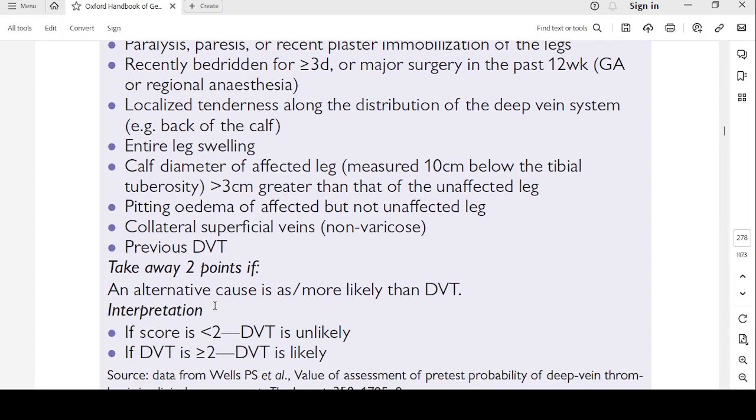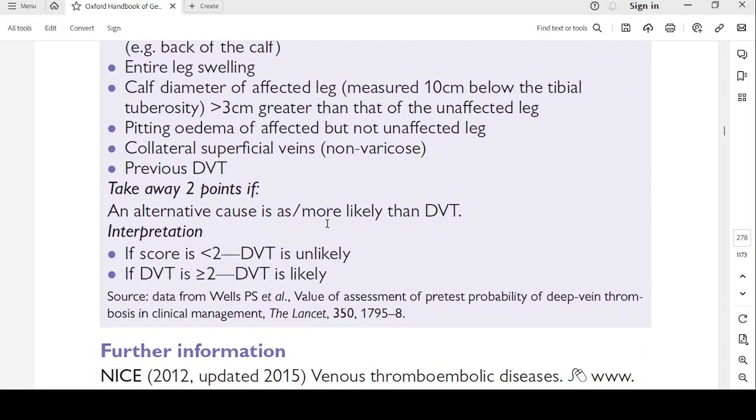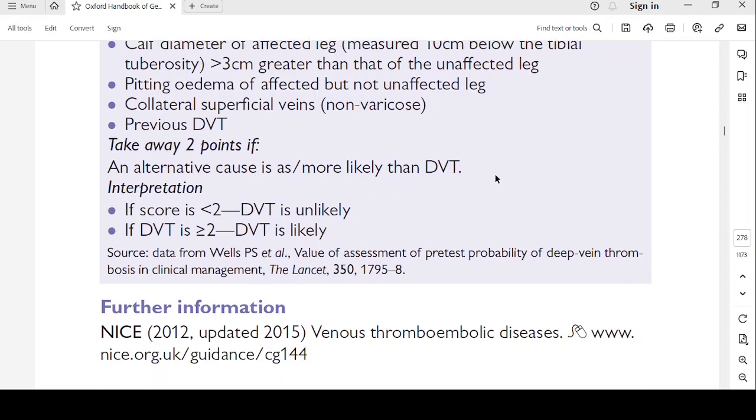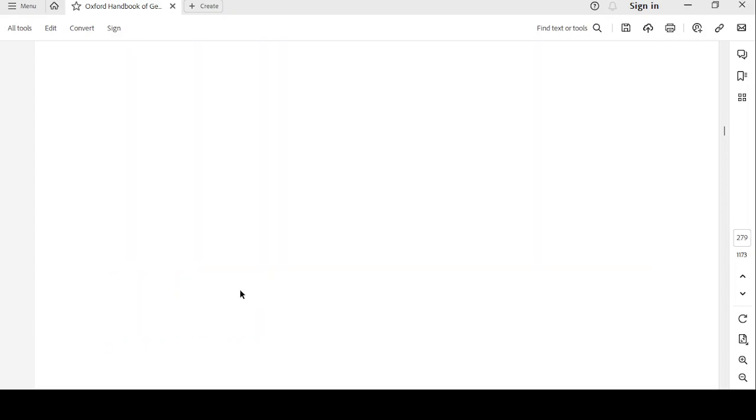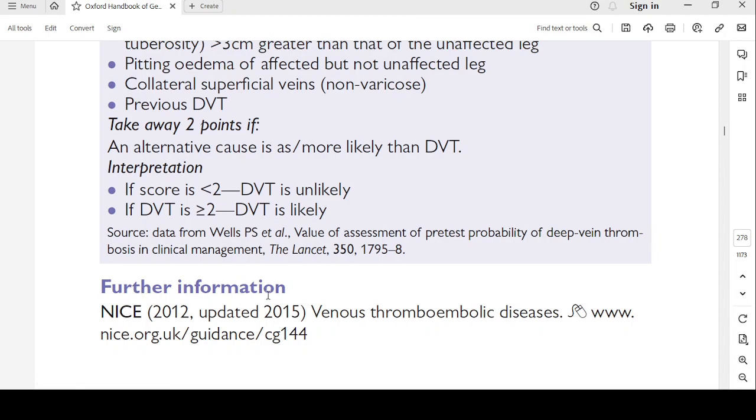Take away 2 points if an alternative diagnosis is more likely than DVT, like cellulitis or any other alternative diagnosis. Interpretation: if the score is less than 2, DVT is unlikely. If the score is 2 or more, DVT is likely. Further information.